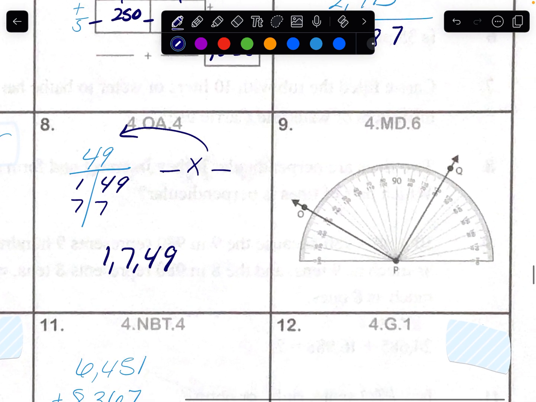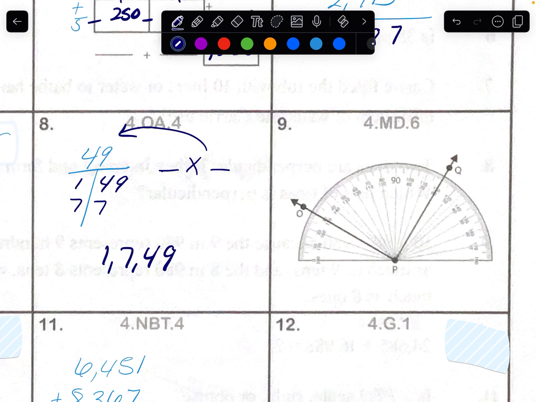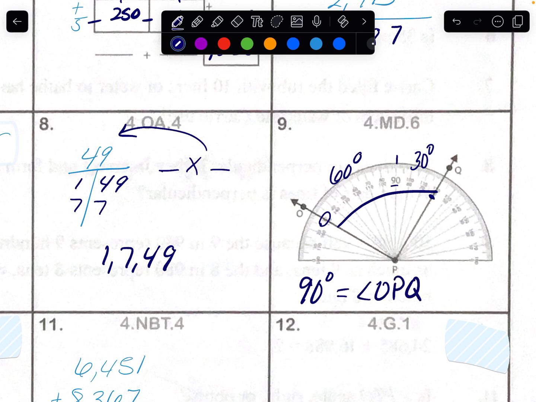All right, number 9, you have to find the measurement of this. You can actually do this 2 different ways. The one I find the easiest, actually I find them both pretty easy. If you look here at 90, this actually lands at 60. So if you do 90 minus 60 in your head, that's going to be 30. This one is 90. Over here is 30. Well, 90 minus 30 is 60. So if you add those 2 up, you get a 90-degree angle. And this is angle OPQ.